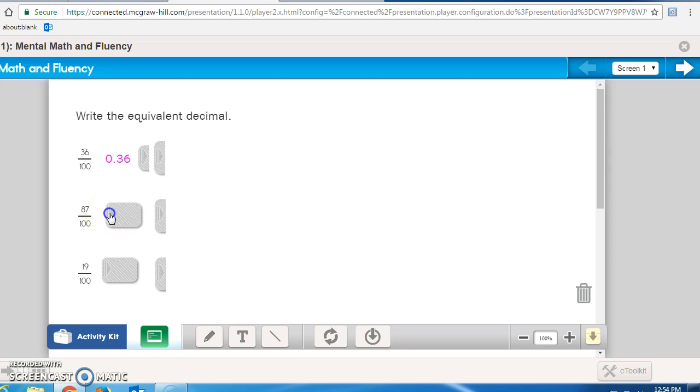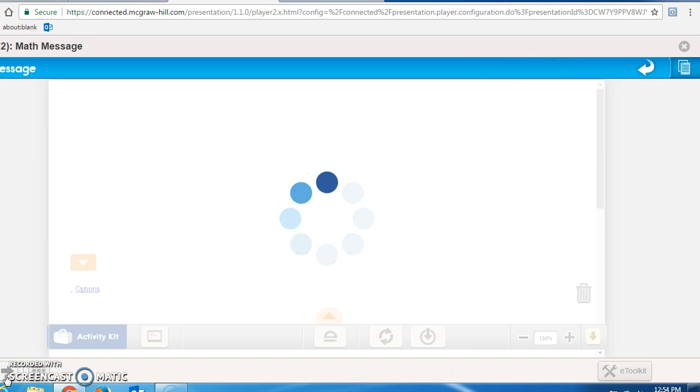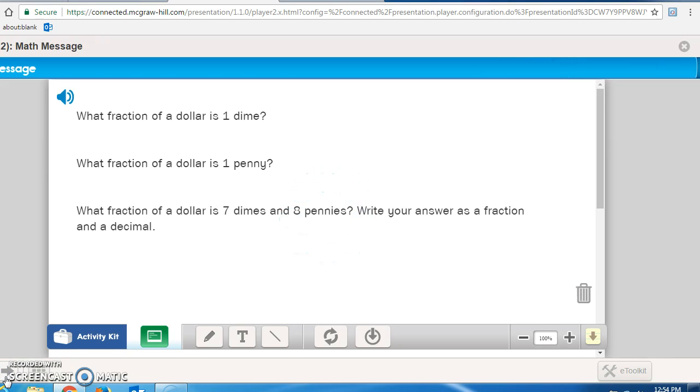So it's 0.87. And finally, 19 hundredths, the 9 has to land in the hundredths place. So it should be 0.19. Make sure, if you're struggling with this, trying to remember where the hundredths place is, that you look up at our board or over at our poster to help remind you what is an equivalent decimal to a fraction, or the other way around, what is the equivalent fraction for a decimal.